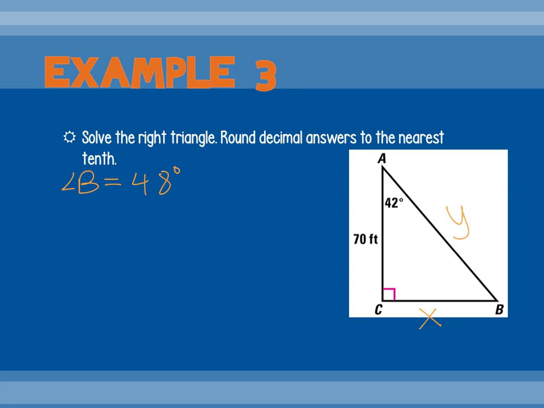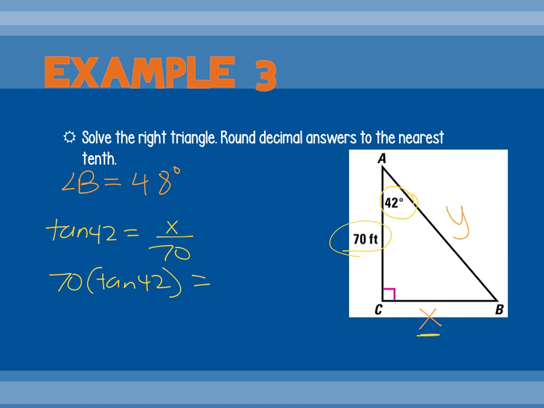All right, so now let's say I want to solve for x first. So I'm going to stick with the 42. Now I have x, and I'm going to stick with the 70, which is the one they gave me. What trig function am I using? Tangent. So the tangent of 42 would be x over 70, and then I would do 70 times the tangent of 42. And I get 63.02. So 63.0 would be side BC.